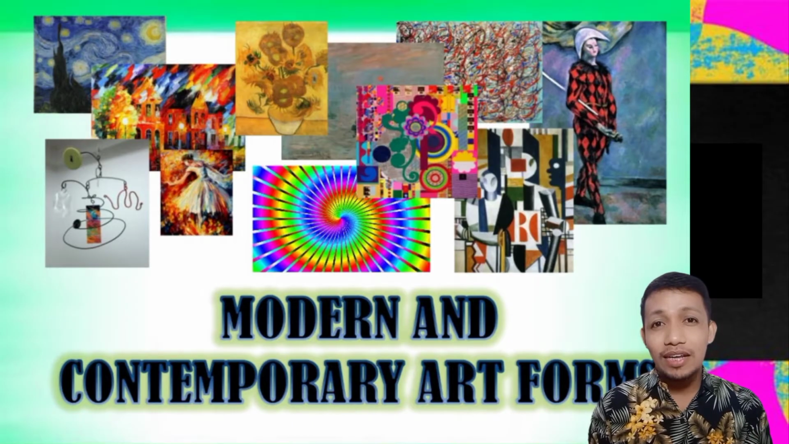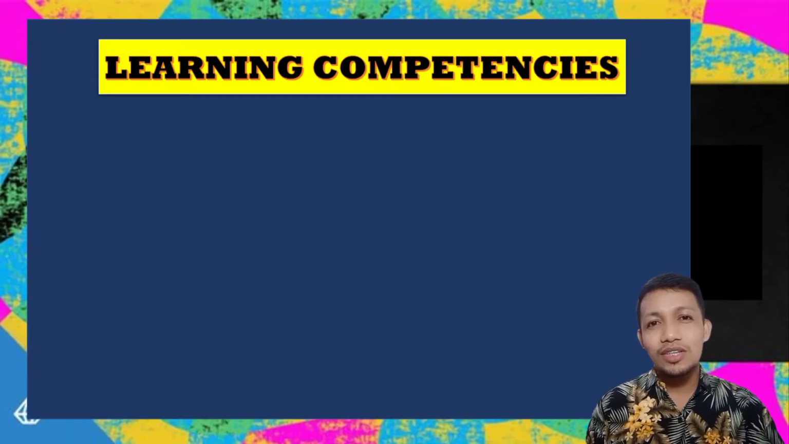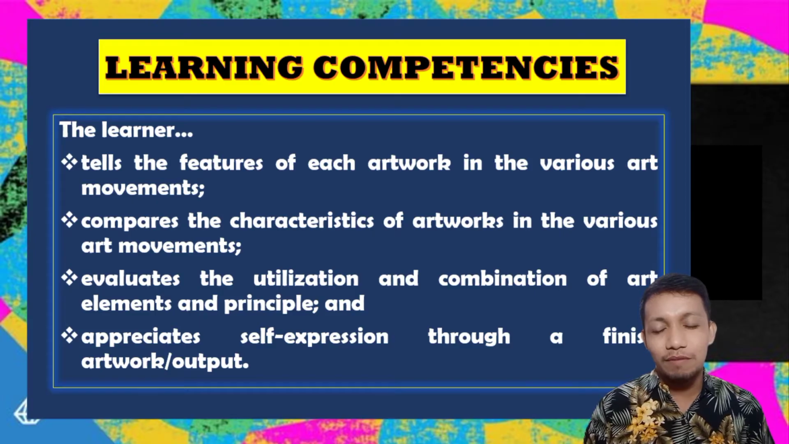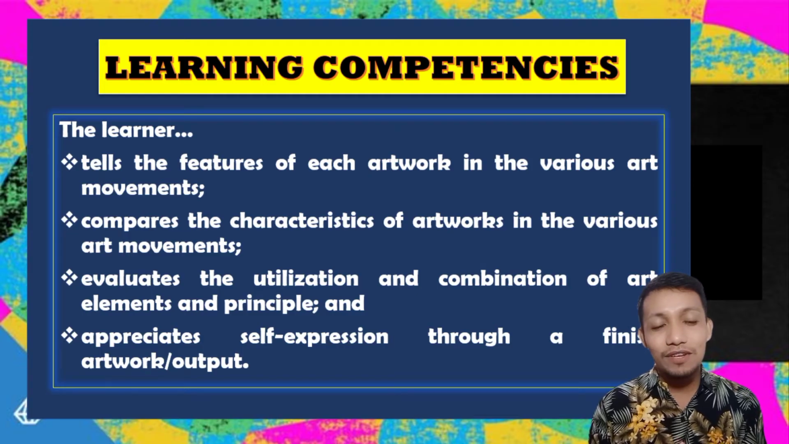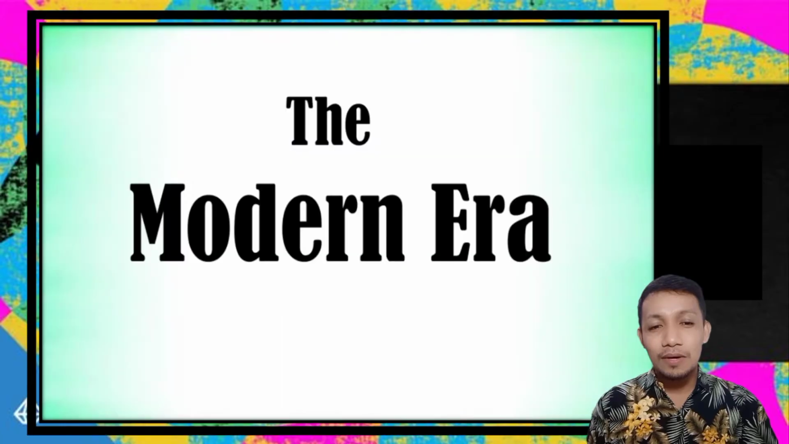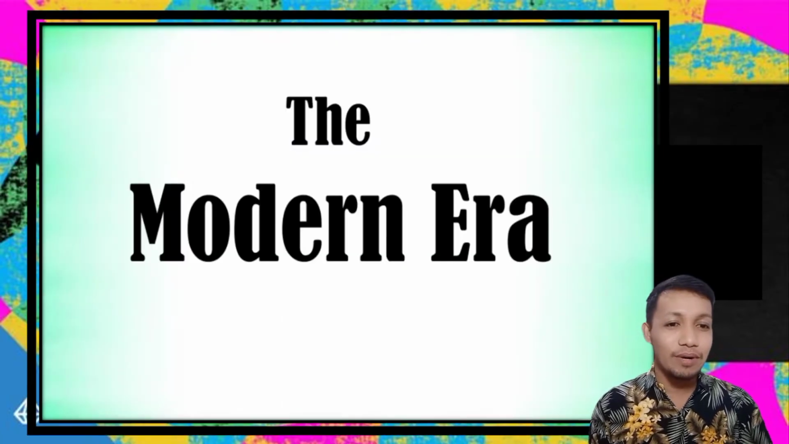For us to be guided with our discussion, let us consider the following learning competencies. The learner tells the features of each artwork in the various art movements. The learner compares the characteristics of artworks in the various art movements. The learner evaluates the utilization and combination of art elements and principles, and the learner appreciates self-expression of finished artwork or output. Now class, let's proceed to the discussion process.